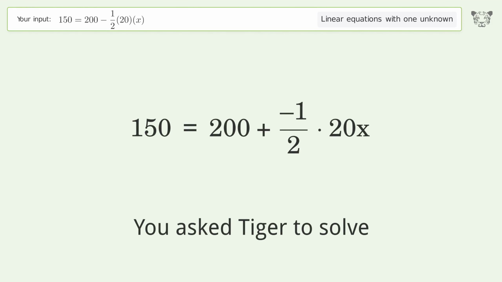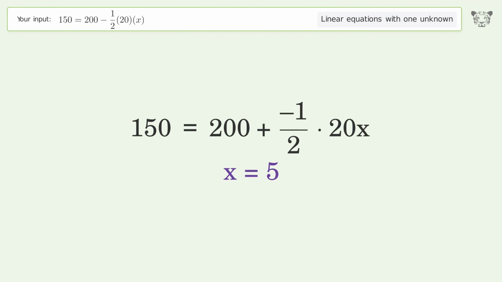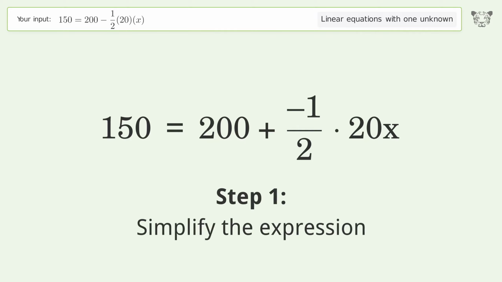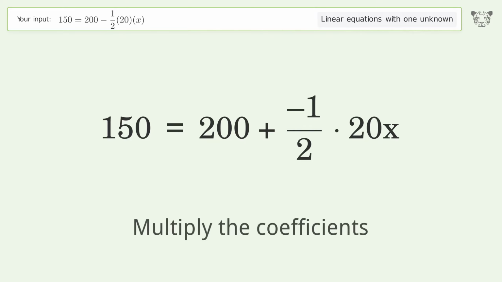You ask Tiger to solve. This deals with linear equations with one unknown. The final result is x equals 5. Let's solve it step by step. Simplify the expression. Multiply the coefficients.